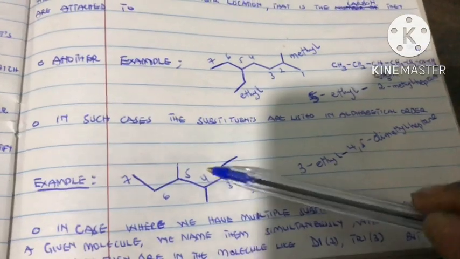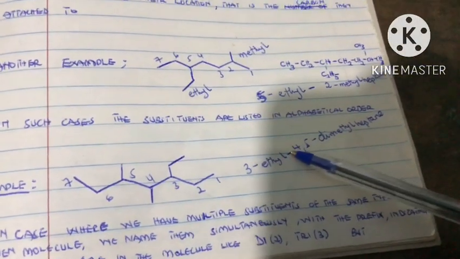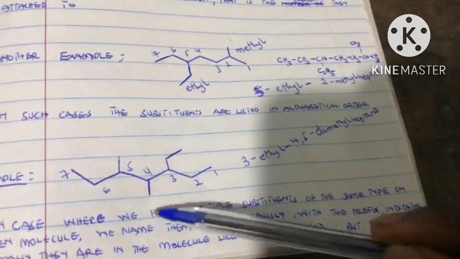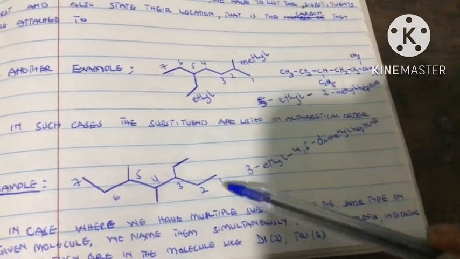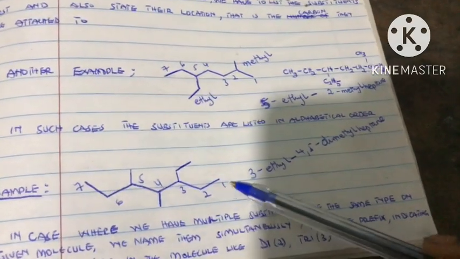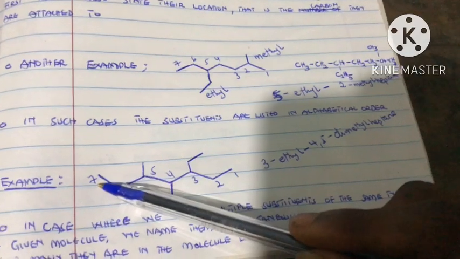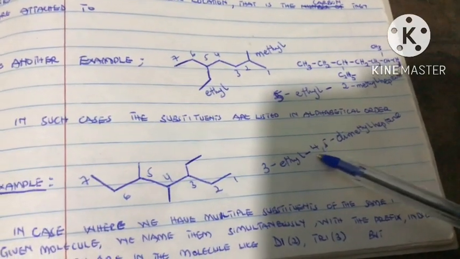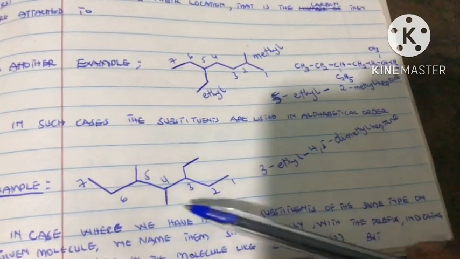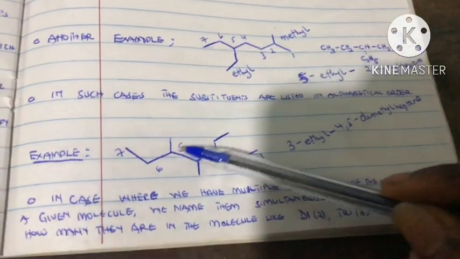So let's try and name this. So this will become 3-ethyl-4,5-dimethyl, because the methyls there are 2. So dimethyl heptane. Heptane because the long chain is a 7-carbon compound. You understand? And we use a comma to separate numbers. 4, 5 indicating that the methyls are being found on carbon number 4 and carbon number 5.